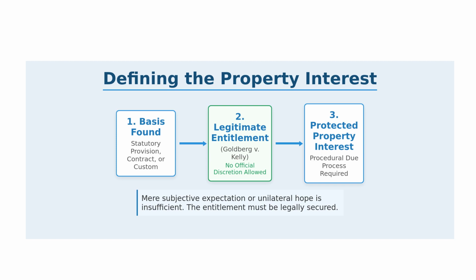Property, in the constitutional sense, is not based on subjective desire or mere hope. Instead, the Supreme Court, notably in Goldberg v. Kelly, established that a protected property interest exists only when an individual possesses a legitimate claim of entitlement to the benefit or status. This entitlement must stem from an independent source, such as a statute, an existing contract, or deeply rooted custom or understanding. If the government official retains discretion to deny the benefit, there is no entitlement, and thus, no protected property interest requiring due process safeguards. We are looking for a clear, legally recognized claim.